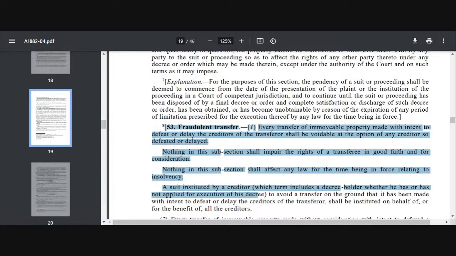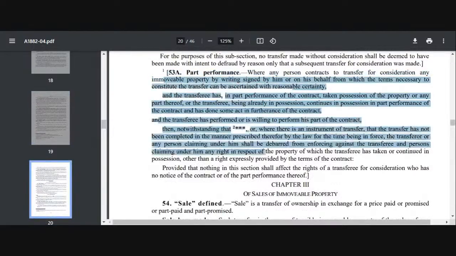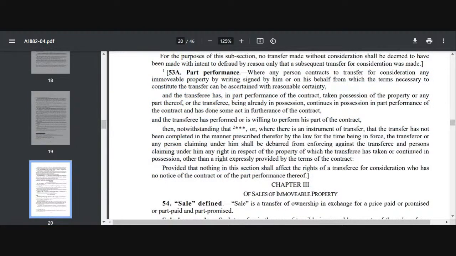Now come to 53A. 53A talks about part performance. 53A part performance, again a very important doctrine. Again, this is an equitable doctrine, and it means that if a person has taken possession of a property, okay, and he is willing to perform his part in the contract, then you cannot eject him from the property on the ground that the sale is unregistered and title is not passed to him. So ये है part performance.